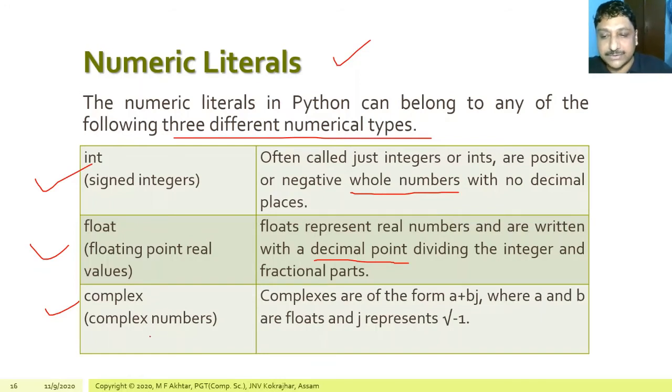Next, the complex number. A complex number has two parts and is written like this: a plus bj. A and b are numbers, and j is the symbol which tells the computer that it is a complex number, so j must be included in a complex number. The value of j is the square root of minus 1. So a complex number is written like this: a plus bj.